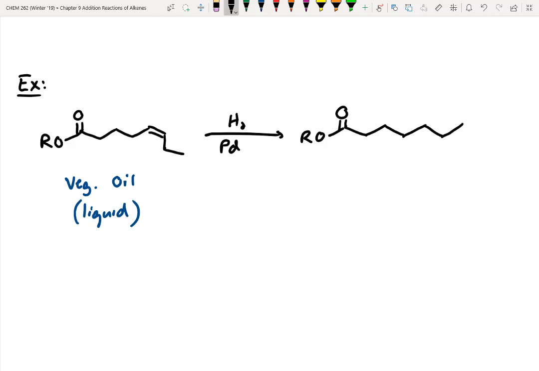Let's see, 1, 2, 3, 4, 5, 6, 7. 1, 2, 3, missing one. And you can form a saturated fat. Essentially, a saturated fat means that it's saturated with hydrogen, right? So what they did was they would sell this solid fat as basically a butter replacement.